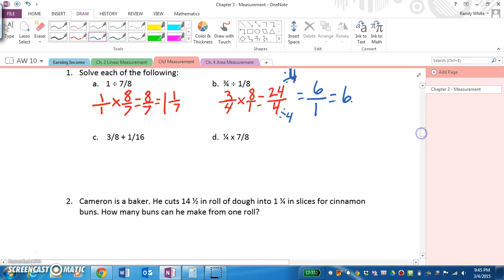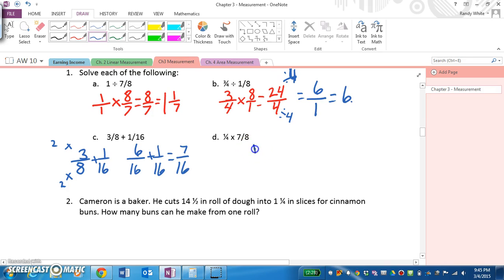3/8 plus 1/16. So 3/8 plus 1 over 16. 3/8, if I times this by 2, that means I have to times that by 2. 8 times 2 is 16, so then I'll have my common denominator. So that will give me 6 over 16 plus 1 over 16, 7 over 16.